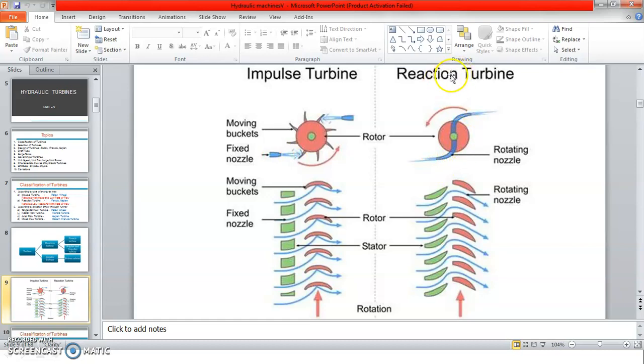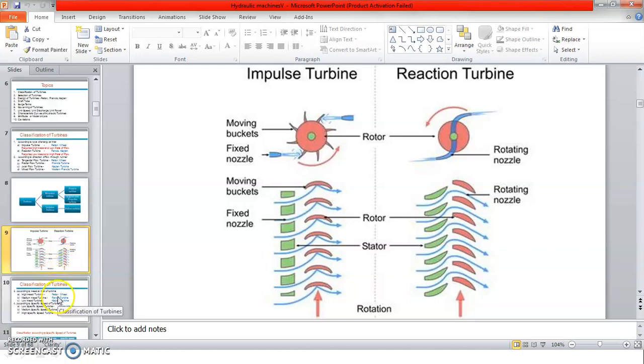On the other hand, in a reaction turbine, the nozzle is also rotating, and due to which the flow is simply like this. You can see that it's not impacting at the inner center of the wing. It's simply passing maybe tangentially with very high pressure. The pressure is generated between the blades. Here in impulse, no pressure is generated. Only kinetic energy is applied. So this is the basic difference between impulse and reaction turbine.